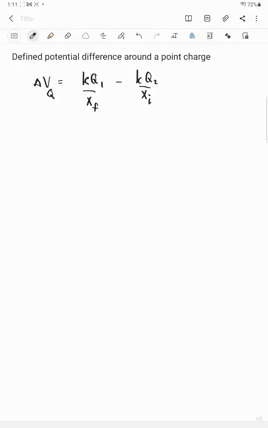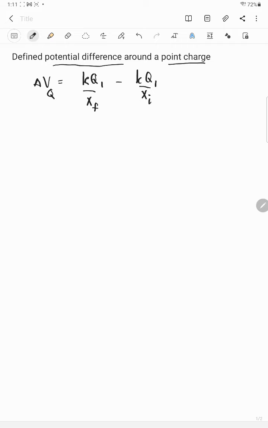Hi, this lecture continues the previous lecture where I showed you how to define this thing that I've rewritten called the electric potential difference around a point charge. And actually, I just realized that I made a mistake.